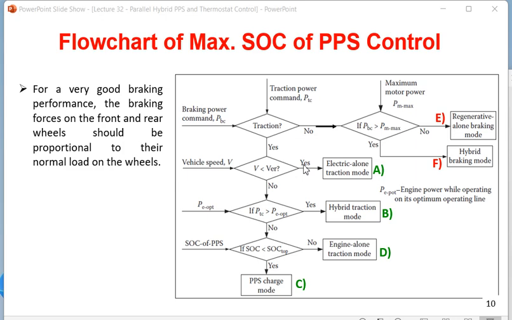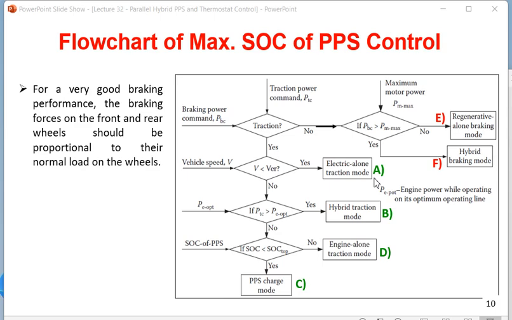Whenever this answer is yes, we know that the vehicle speed has not exceeded VEB, so electric alone traction mode is used. That means only the PPS will give the output to the driving motor, and the driving motor will drive the vehicle, taking power only from the PPS or battery source, because before this VEB, the engine is not brought into action. So this is the first decision making stage, whether vehicle speed is greater than VEB or less than VEB. If it is less than VEB, then mode A is activated. Mode A is nothing but the electric alone traction system.